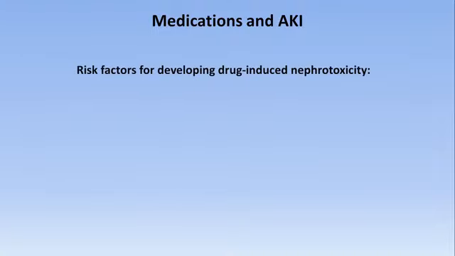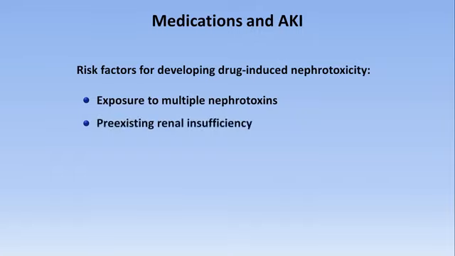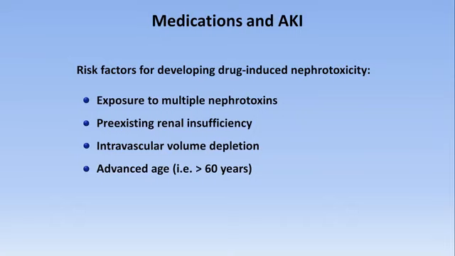Irrespective of which med is being used, there are general risk factors for developing drug-induced nephrotoxicity. Most critically, exposure to multiple nephrotoxins at the same time. So, for example, starting a high-dose NSAID in a heart failure patient already on diuretics and an ACE inhibitor, or giving a large quantity of iodine-containing IV contrast to a patient on aminoglycosides. Other risk factors include pre-existing renal insufficiency, intravascular volume depletion, advanced age with a very rough cutoff of around 60 years, give or take a decade, sepsis, and diabetes.